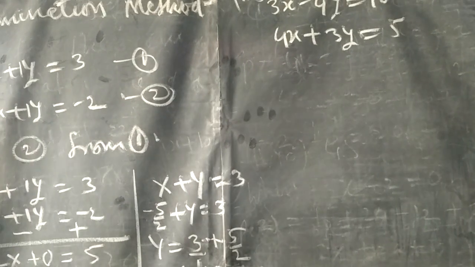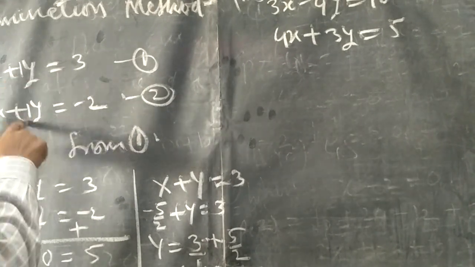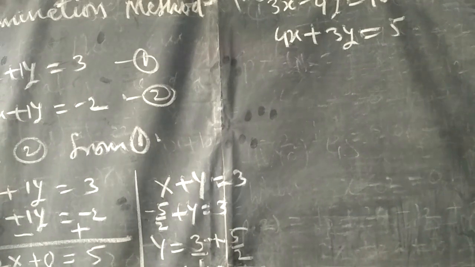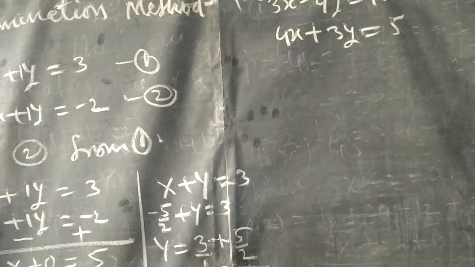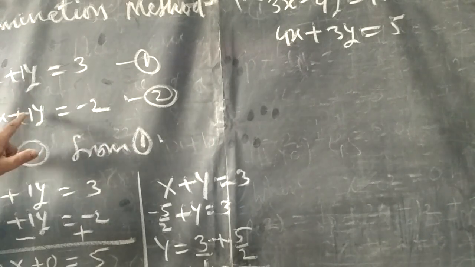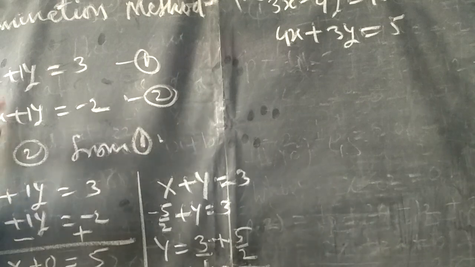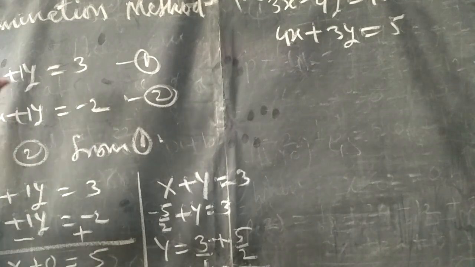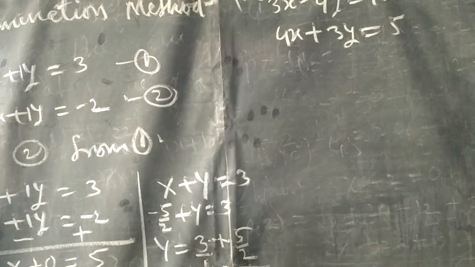Elimination means making the numerical coefficients of one of the variables equal in both equations. If already given, our work is reduced. So can I eliminate this by subtraction or addition? Both are positive, so I have done subtraction. Subtract one from the other. Okay, this is called elimination.